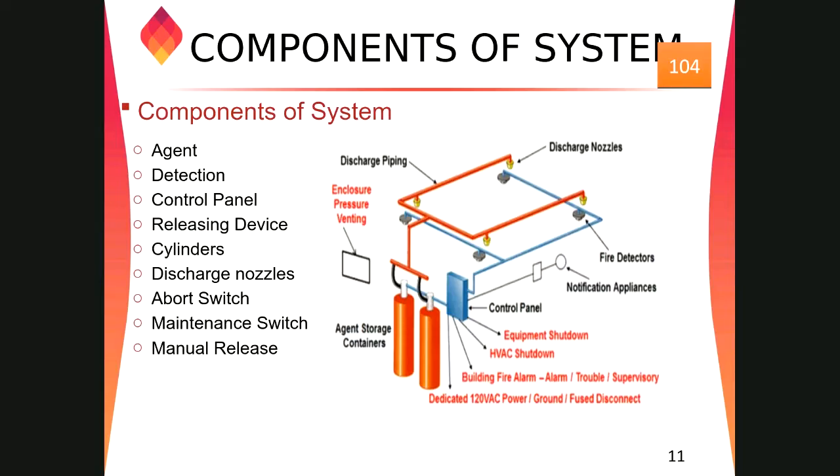And here we have the components of the system, right? We have the storage tanks, the agent storage tanks. We have the control panel and notification appliances. In case of fire, they will allow people to evacuate the building. There are fire detectors in the room, right? Those fire detectors will give the signal to the control panel in case of fire, and the control panel will give a signal to this control head. So this control head will open and the agent will be discharged into this room.